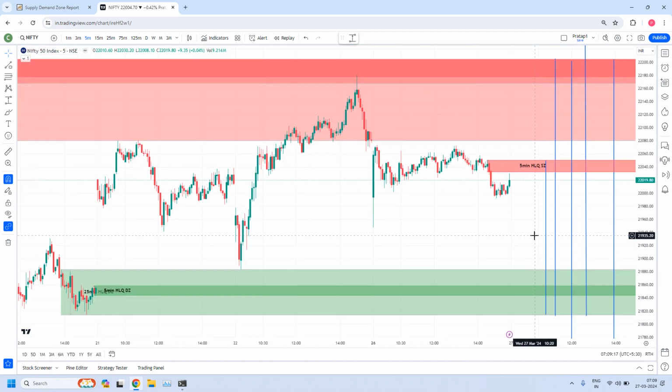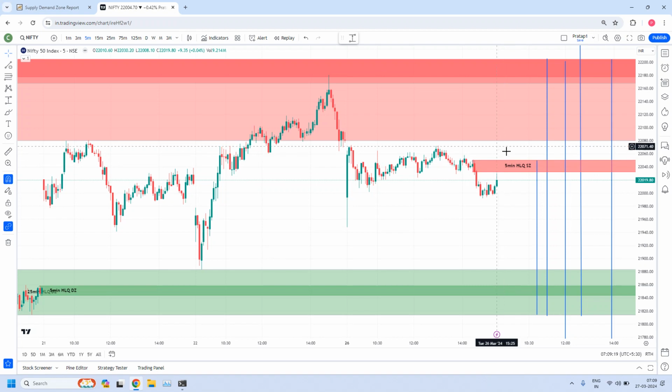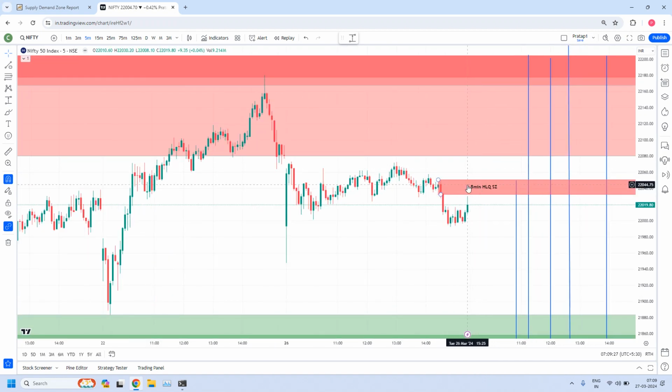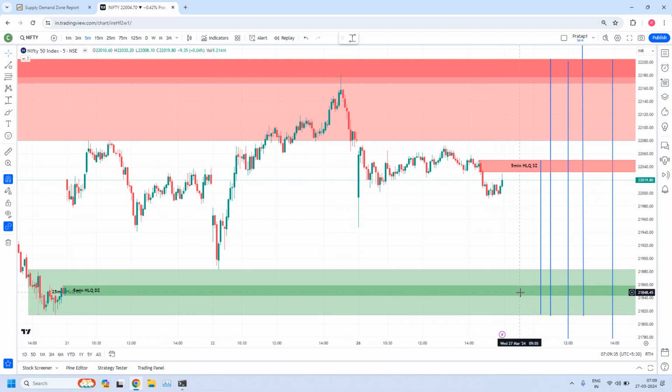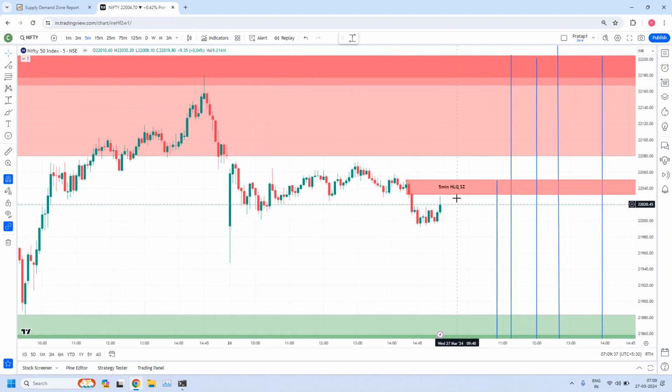If Nifty opens with a strong gap up above this zone, then this 5 minutes high liquidity supply zone will be violated. It may also open with a small gap up, get into this zone, and then prices again come down to the next demand zone. That possibility is also there. If that is the case, in this 5 minutes high liquidity supply zone, we get a trade opportunity.